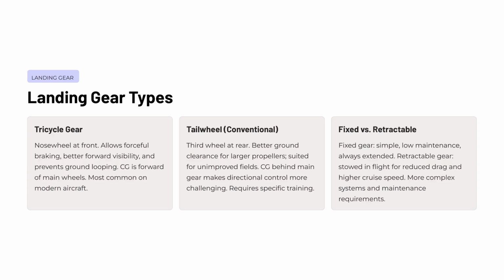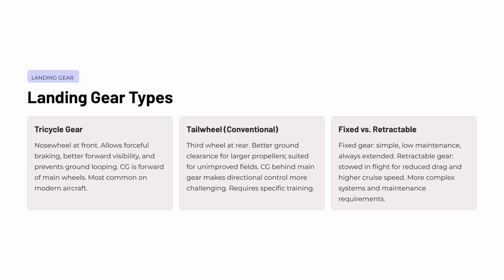Tailwheel aircraft, sometimes called conventional gear, place the third wheel at the rear. This design offers better ground clearance for larger propellers and performs well on unimproved or rough surfaces. However, because the center of gravity sits behind the main gear, the aircraft is inherently less stable directionally on the ground. Pilots transitioning to tailwheel aircraft must complete specific training and a logbook endorsement before acting as pilot in command.